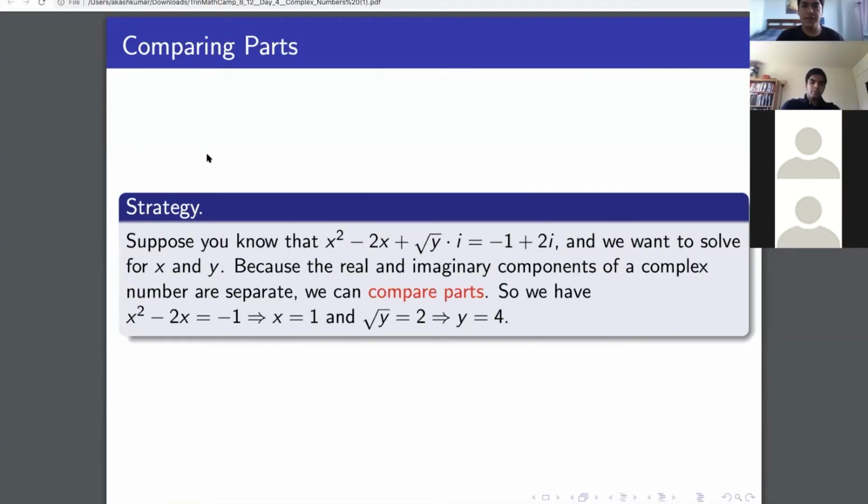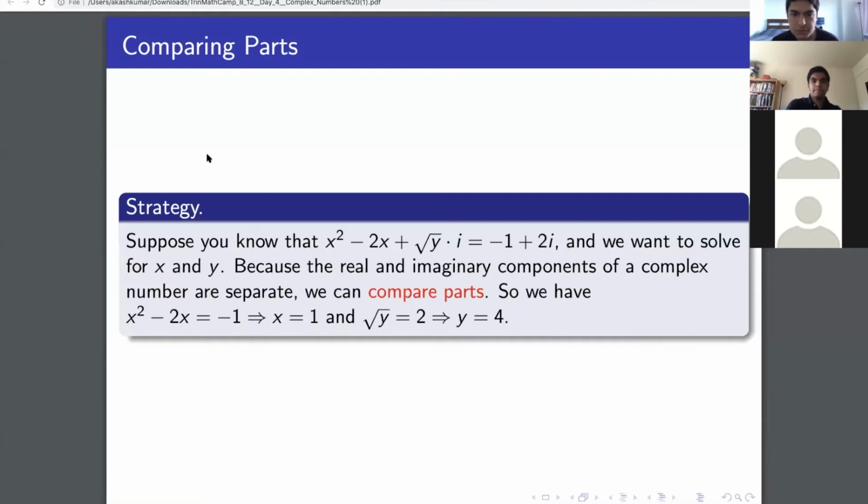We're gonna talk briefly about the idea of comparing parts, and then we'll get on to some interesting problems. So Foy has mentioned earlier that it's a good strategy to always keep your real parts together and your imaginary parts together. And this strategy really utilizes that.